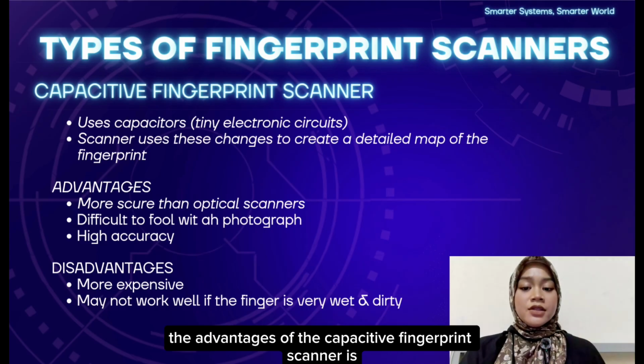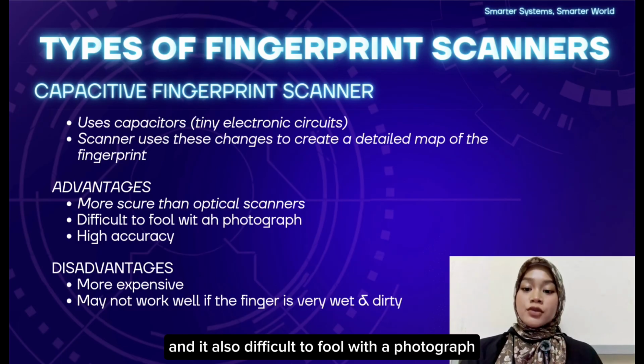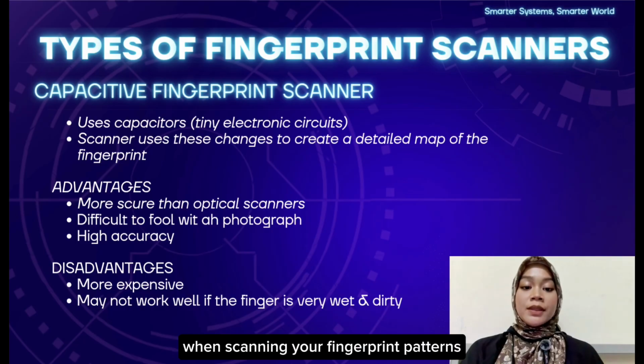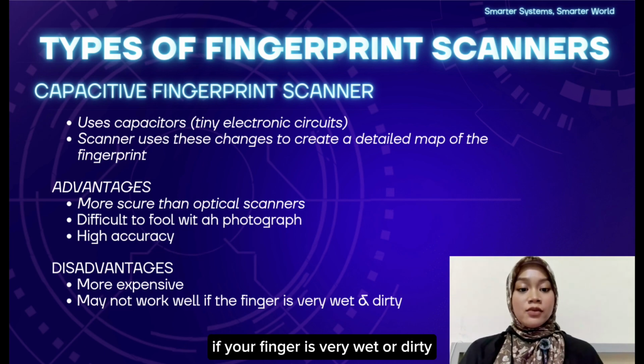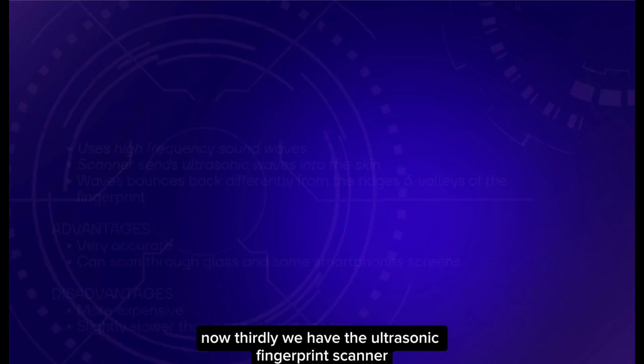The advantages of the capacitive fingerprint scanner are that it is more secure than optical scanners, it is difficult to fool with a photograph, and it has high accuracy when scanning your fingerprint patterns. But the disadvantages are that it is usually more expensive and it may not work well if your finger is very wet or dirty. So if you want to try the theory, you can try it on your phone now.